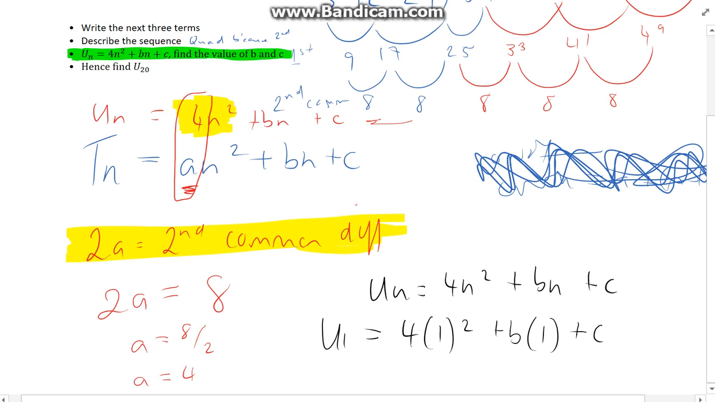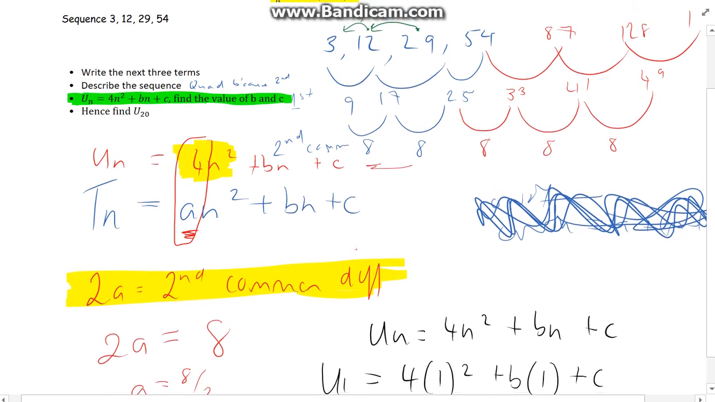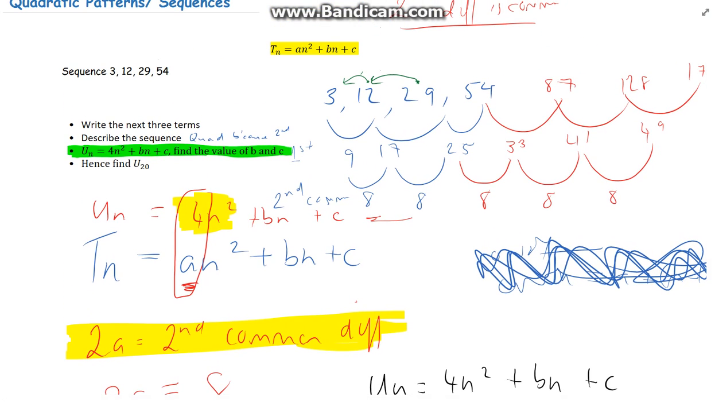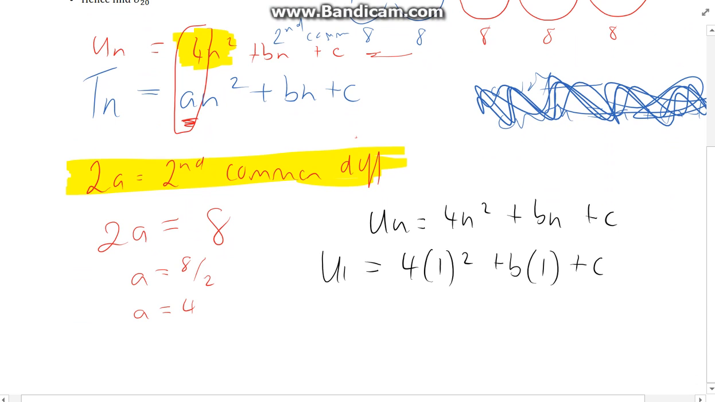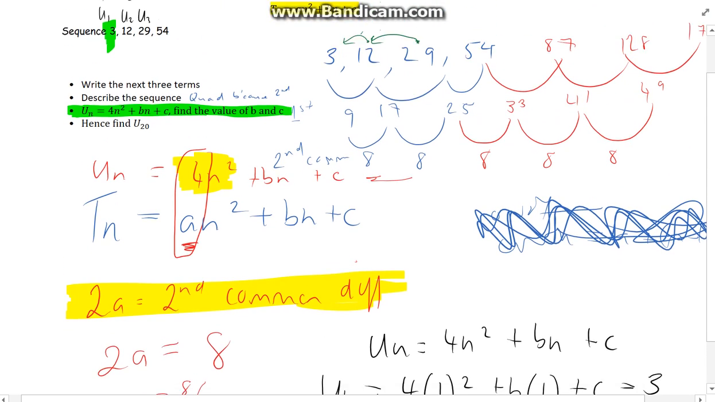So it's the first term. And if we look at the sequence, the first term of the sequence was 3. We knew that that was u1 or t1. We knew that 12 was u2 or t2. We knew that 29 was term 3 or u3. So if I'm after writing term 1, I've subbed in 1 for n, I can let that whole thing equal 3, because 3 was the first term of this sequence.